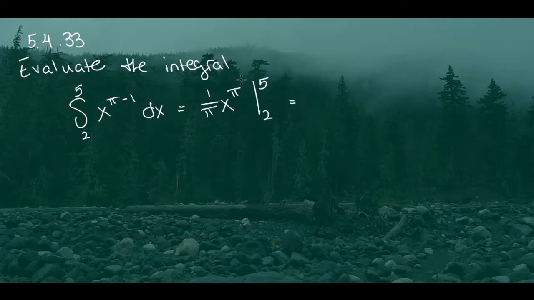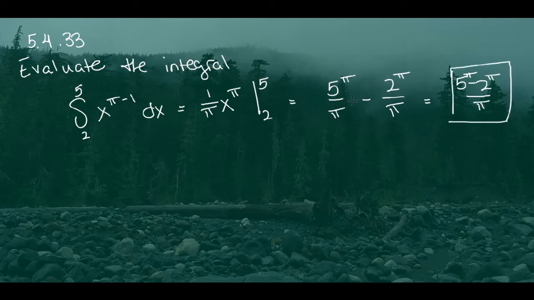I evaluate that at 5, and I get 5^pi over pi. And I evaluate it at 2, and I get 2^pi over pi. Now, if you want to simplify, they have a common denominator, so you can rewrite that as (5^pi - 2^pi) all over pi. And that is how you do it.